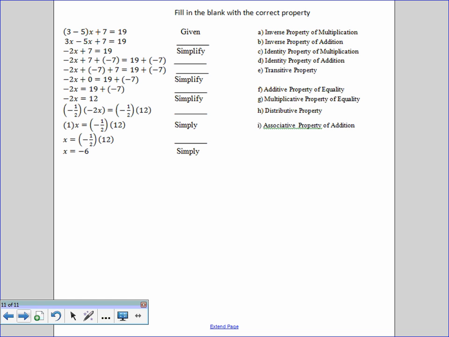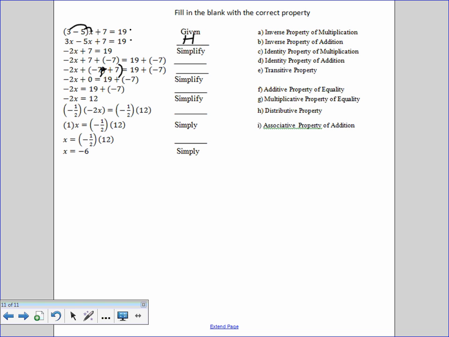All right, I apologize, there was a typo on the sheet. This parenthesis should be here. So once we have that, then we can do that. So how do you do this? What changed from the first step to the second step? Well, they distributed the x, didn't they? So this is the distributive property.